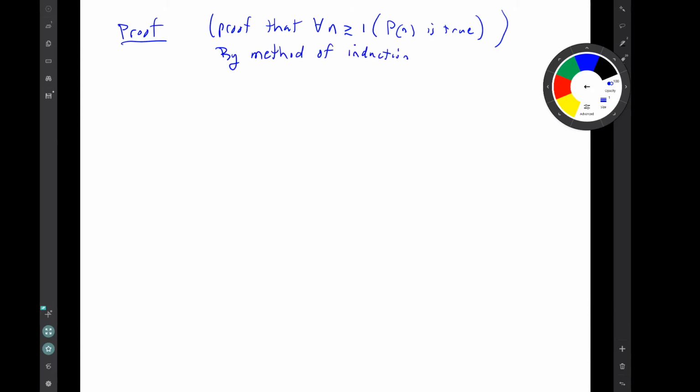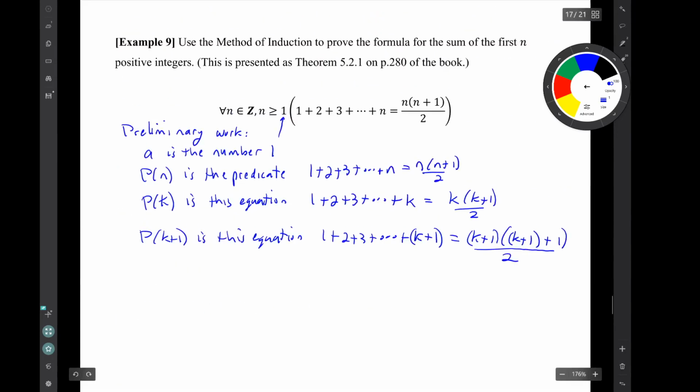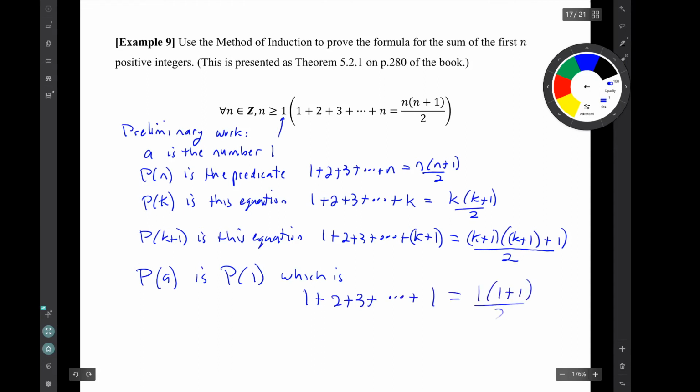So the first part of the proof has to be the basis step. Remember what happens in the basis step. We have to prove that P(a) is true. All right, well, remember what P(a) is. Oh, we didn't write that down up here. We didn't do all of our preliminary work. So to build the predicate P(1), you write down this equation, replacing all of the n's with the number 1. So there's the statement P(1).